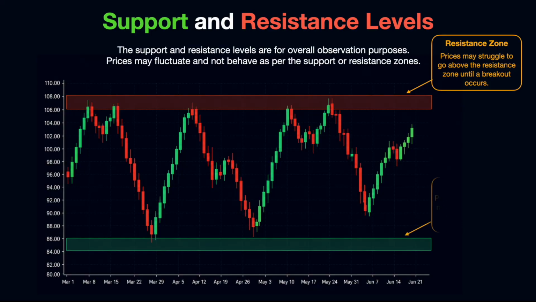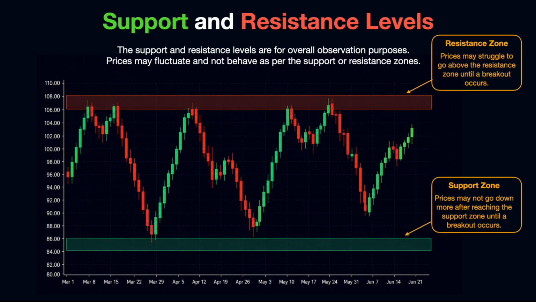the price higher. Near the bottom of the chart, we can see a green shaded area. This is the support zone. A support zone is an area where the price may struggle to move lower. In this example, when the price falls near this lower area, it appears to bounce back up instead of continuing downward. That means buyers may be stepping in around that level, or sellers may not have enough strength to push the price lower. It is important to remember that support and resistance levels are mainly used for observation purposes. Prices do not always behave perfectly around these zones.